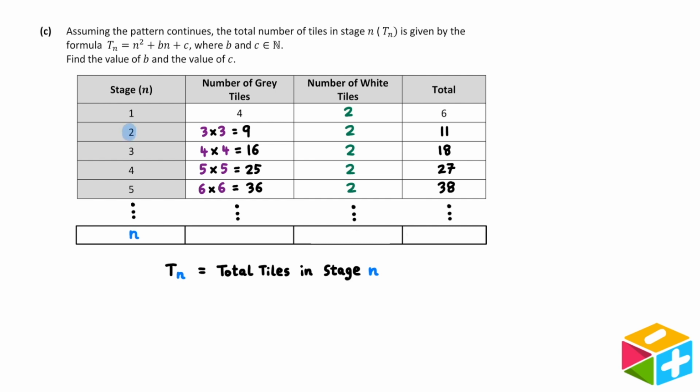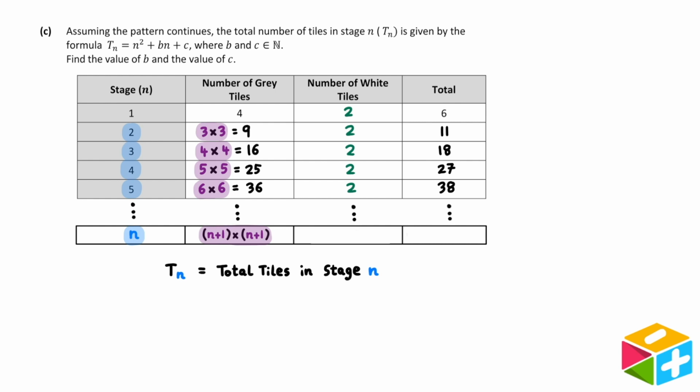For stage 2, the number of grey tiles was 3 times 3. For stage 3, it was 4 times 4. For stage 4, it was 5 times 5. And for stage 5, it was 6 times 6. The pattern here is that the number we're multiplying by itself is 1 bigger than the stage. So for stage n, the number of grey tiles would be (n+1) times (n+1).